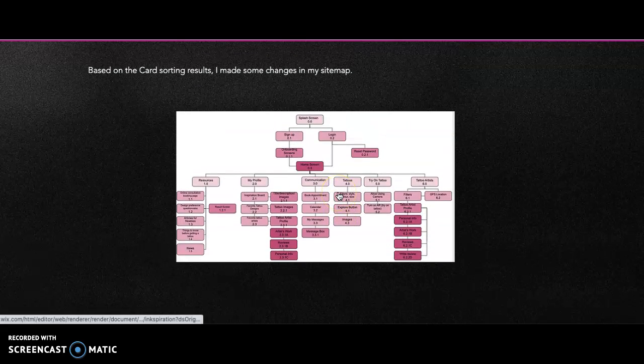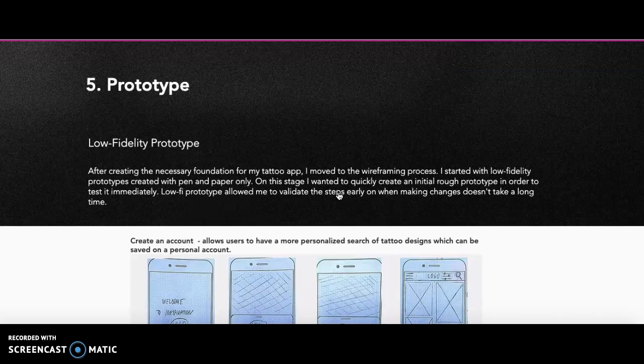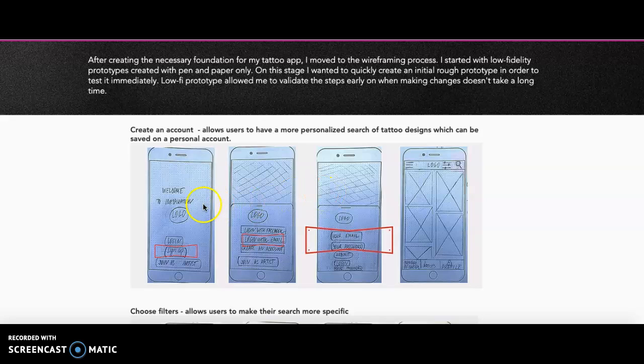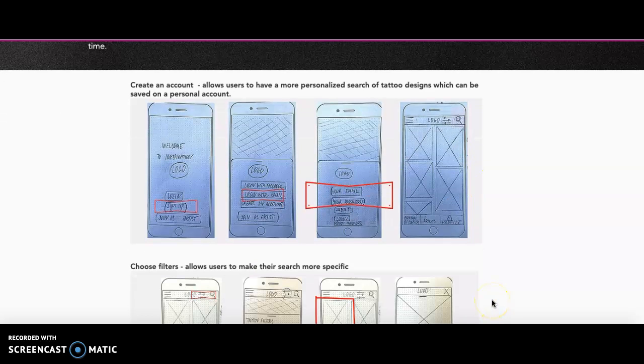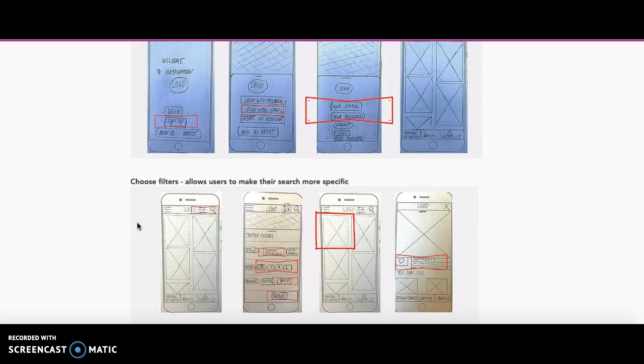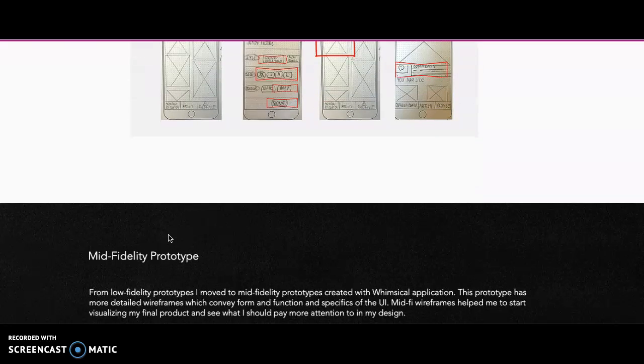After being confident with my sitemap, I started creating a low fidelity prototype. And here is the logging process through sign up, login with your email and your password, and there is the exploration page. Then this is the process of choosing filters. Again, it's all very rough because it's a low fidelity prototype.